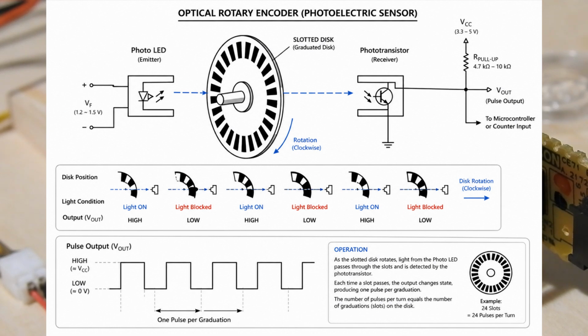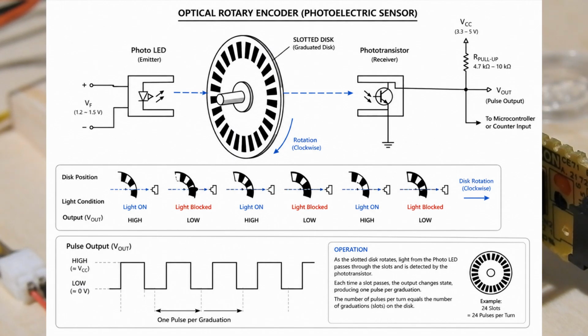pulses per revolution. The rotational speed can be calculated using the following equation. Speed (RPM) equals pulse frequency × 60 / number of slots, where pulse frequency is the measured number of pulses per second, in hertz. Number of slots is the total number of graduations on the encoder disc.